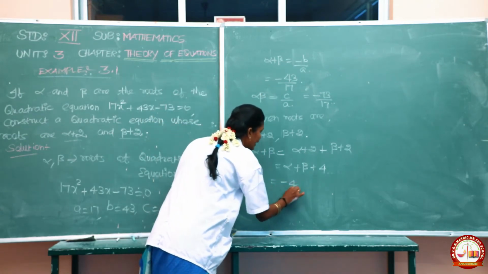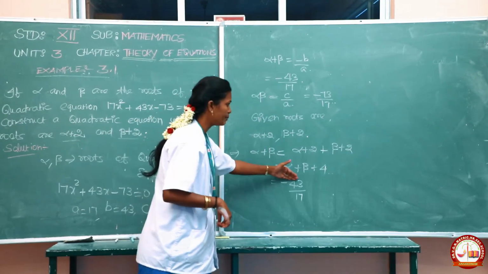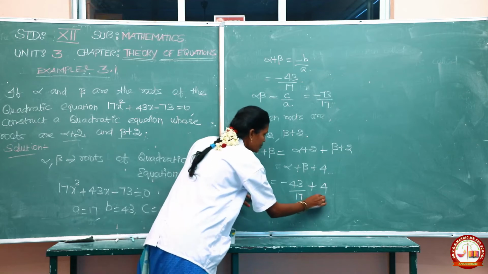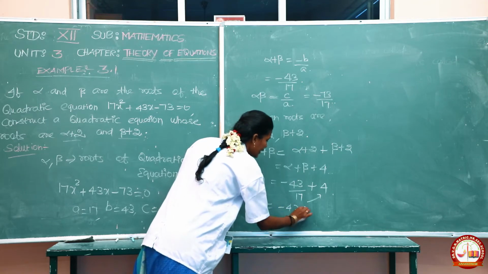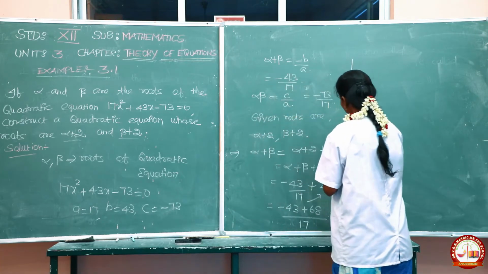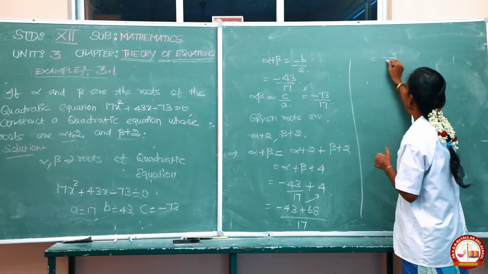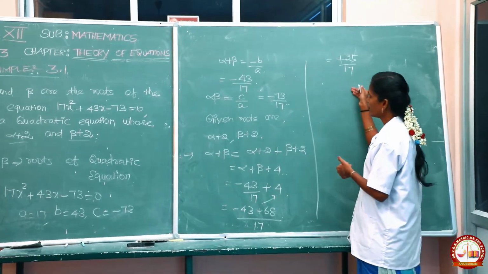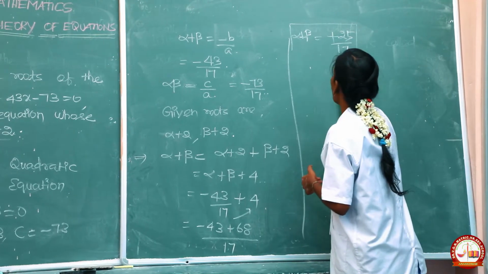Alpha plus beta equal to minus 43 by 17. We know the value for alpha plus beta. Alpha plus beta is equal to minus 43 by 17 plus 4. Here we cross multiply the number. 17 4s are 68, minus 43 plus 68 by 17. So subtract the numerator: minus 43 plus 68 is 25, so 25 by 17. This is the value of alpha plus beta.